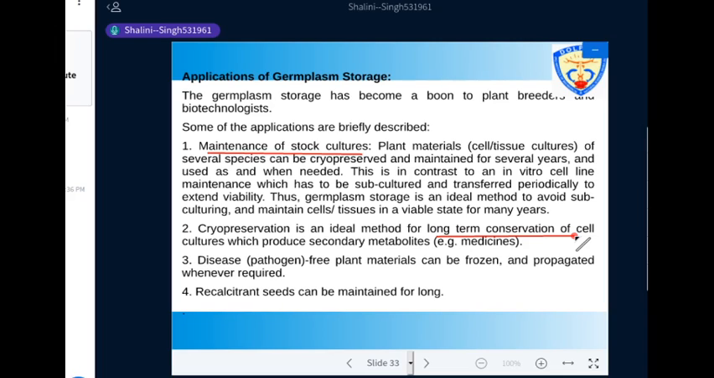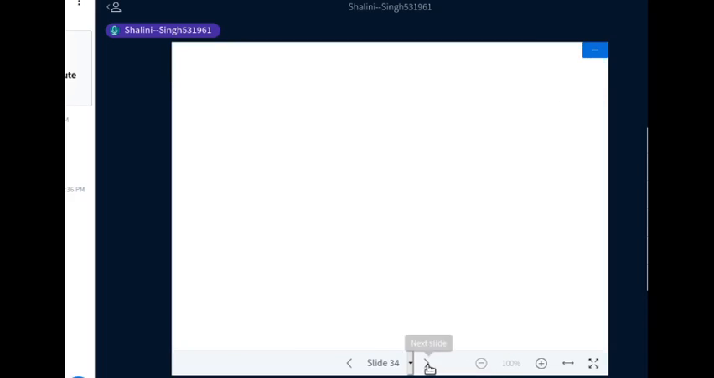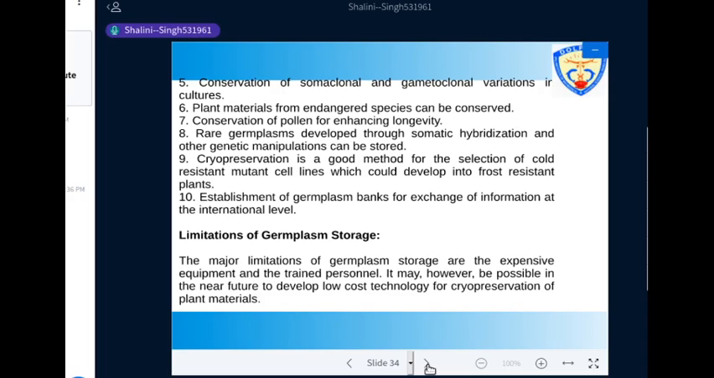Disease-free plant material can be frozen and propagated whenever required. Recalcitrant seeds can be maintained for long durations. Conservation of somaclonal and gametoclonal variations in cultures can be done. Plant materials from endangered species can be conserved. Conservation of pollen for enhancing longevity. Rare germplasm developed through somatic hybridization and other genetic manipulations can be stored. It is a good method for the selection of cold-resistant mutant cell lines which could develop into frost-resistant plants, and for establishment of germplasm banks for exchange of information at the international level.